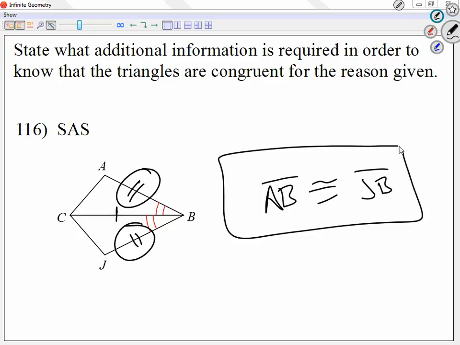Right? You guys saw it on the picture. I marked it and I even circled my mark to say that is what we were missing. Remember, I'm just asking you guys, what are we missing? 115, okay.